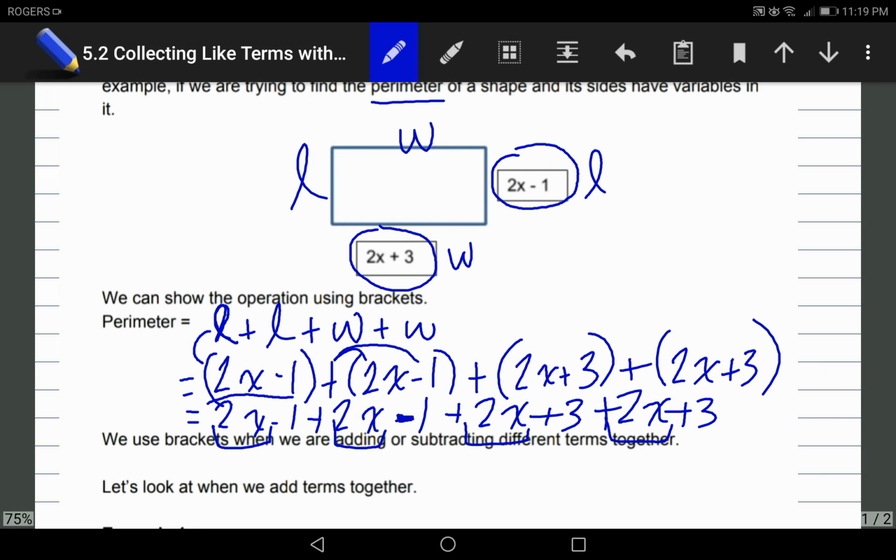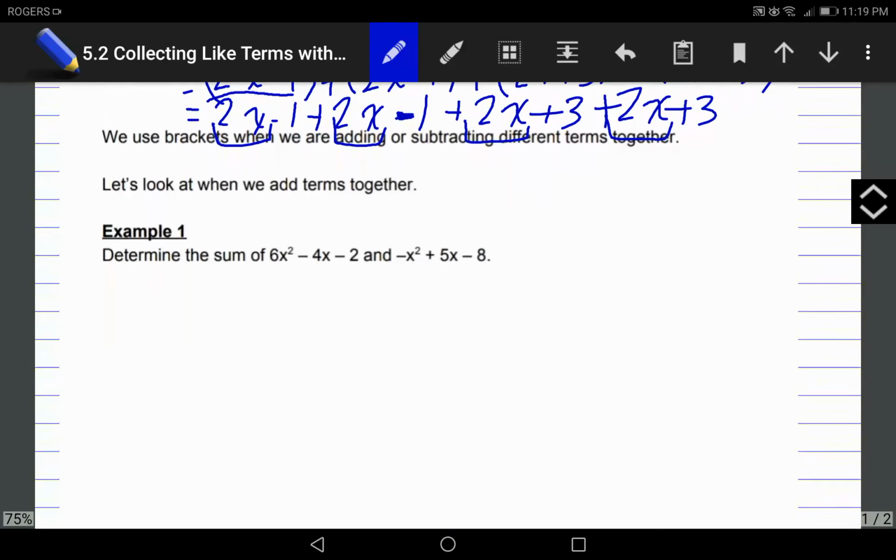So the important thing to remember is to use brackets when you're subbing in for a letter. And when you're adding together these terms that have brackets, it doesn't really make any changes to our expression or our equation. It doesn't make a difference. So let's look at this example.